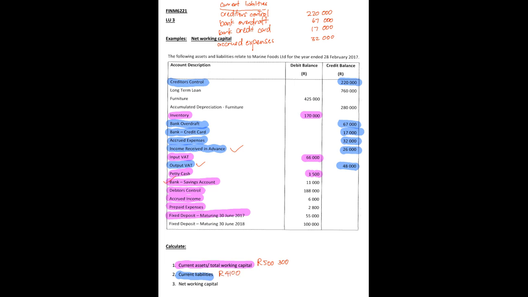And then your net working capital right at the end is calculated as your current assets less your current liabilities, which in this case is the 500,300 rands less the 410,000, and that gives you a net working capital of 90,300. All right, so that is your net working capital for the first example.